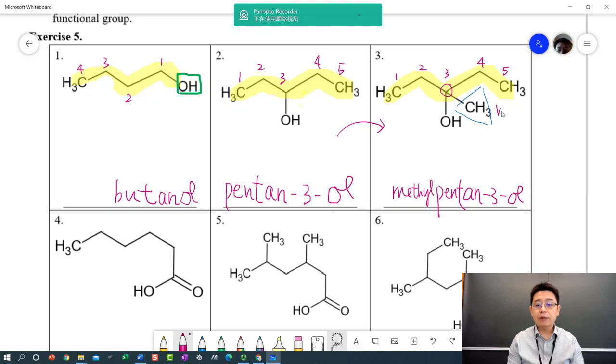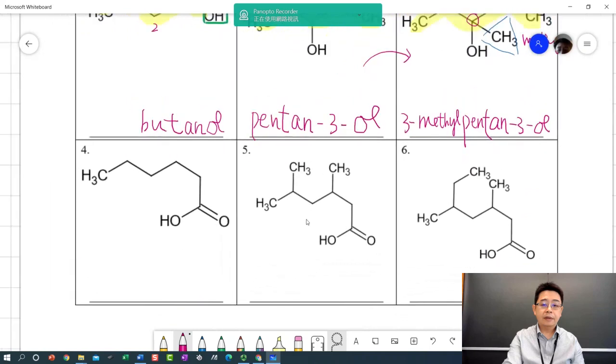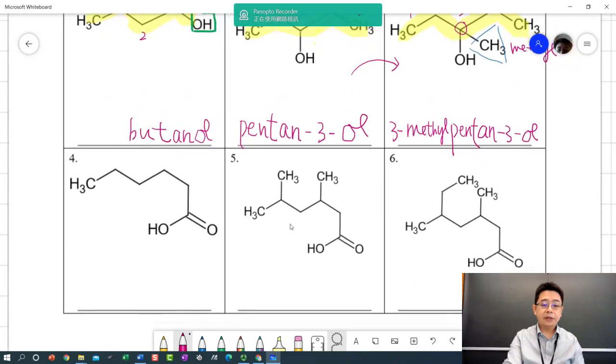This is a methyl group, a side chain. And where is it? 3. So this is the answer, right? 3-methylpentanethiol. Next, question 4.